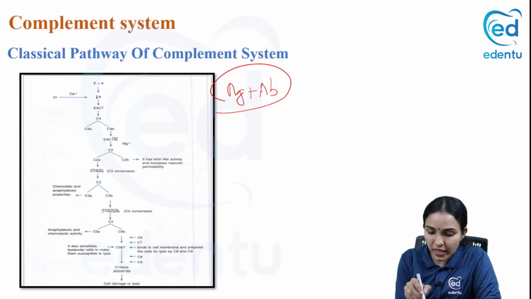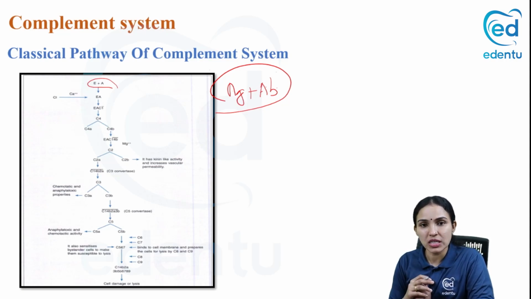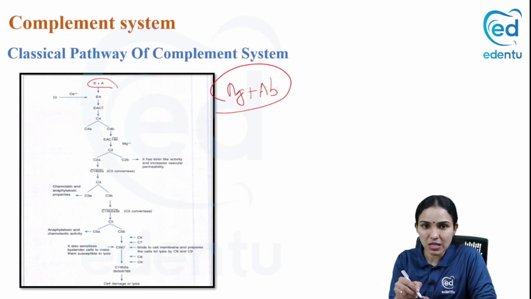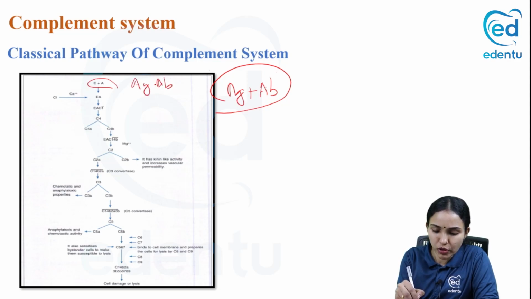So here we are seeing E plus A. Why? Because complement pathways were studied on RBC lysis mediated by complement. So E for erythrocyte and A for the anti-erythrocyte antibody. So if an erythrocyte and anti-erythrocyte antibody bind, it will trigger the complement pathway, which can finally lead to RBC lysis. So that was how these pathways were studied. So that is why it is depicted as E plus A. You can write it as antigen antibody complex. That will be better. Antigen antibody complex.